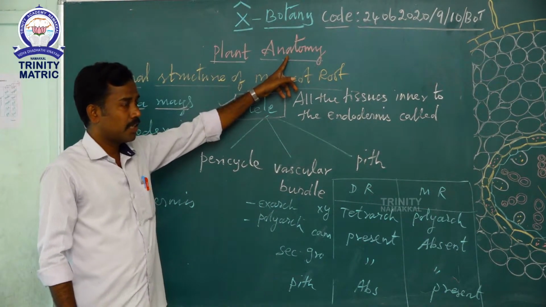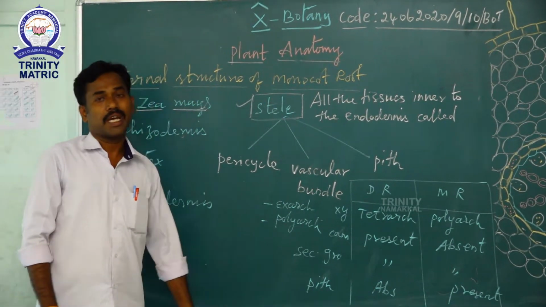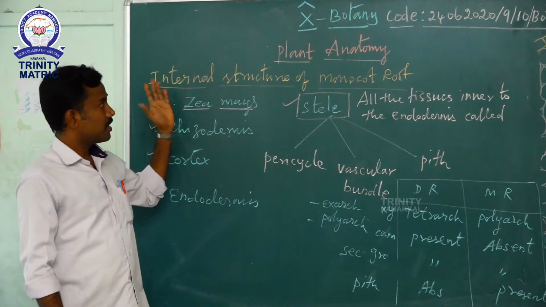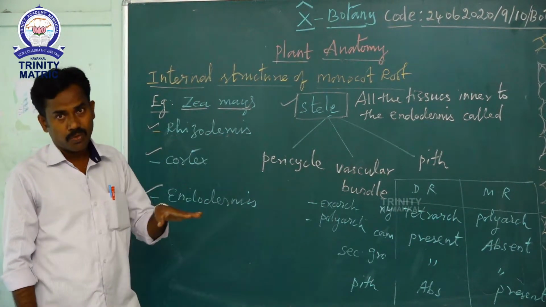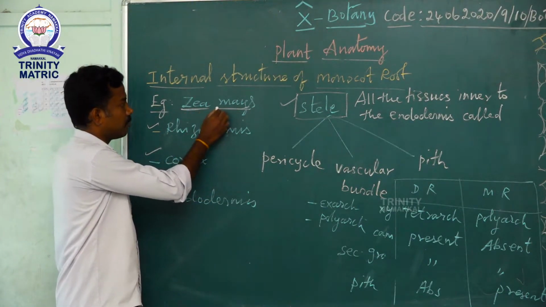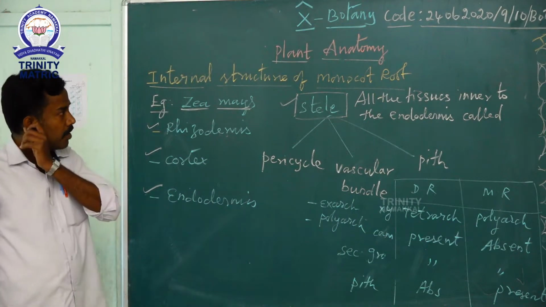In this chapter, we will discuss the internal structure of the monocot root. I think you already learned about the internal structure of the dicot root in previous classes. For the monocot root, the example is maize, in Tamil makkacholam.